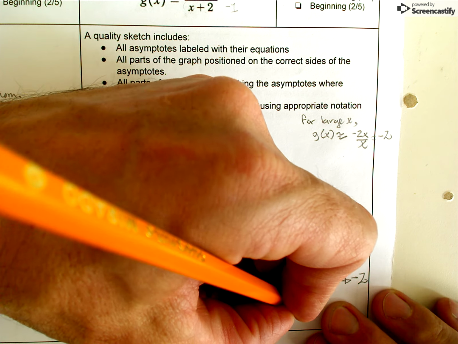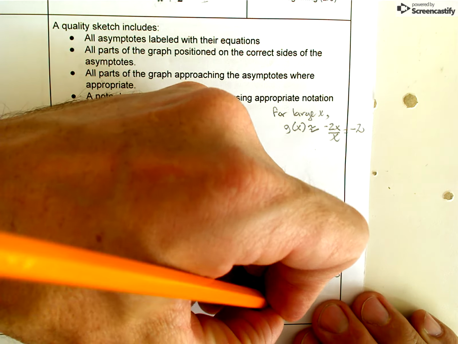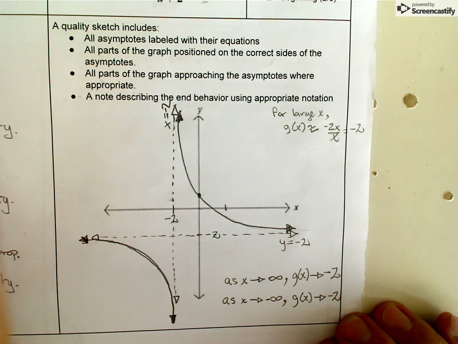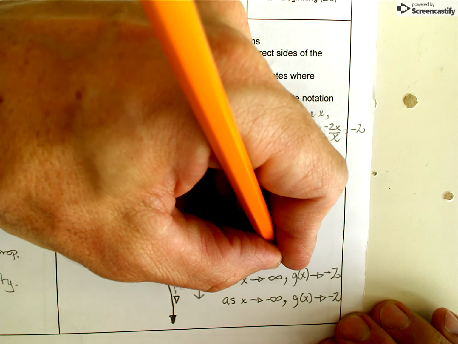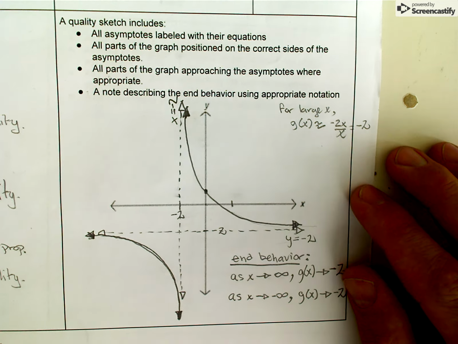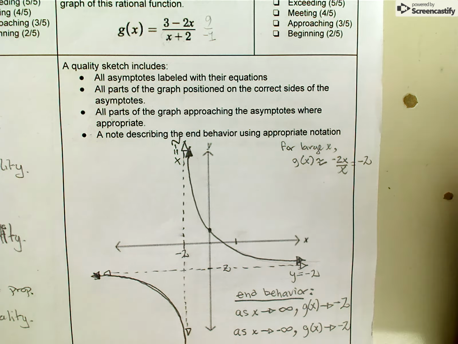So I'll use the notation to represent that. As x approaches negative infinity, g of x goes to negative 2. And that's the end behavior of this graph. And there's my graph with a note about end behavior.